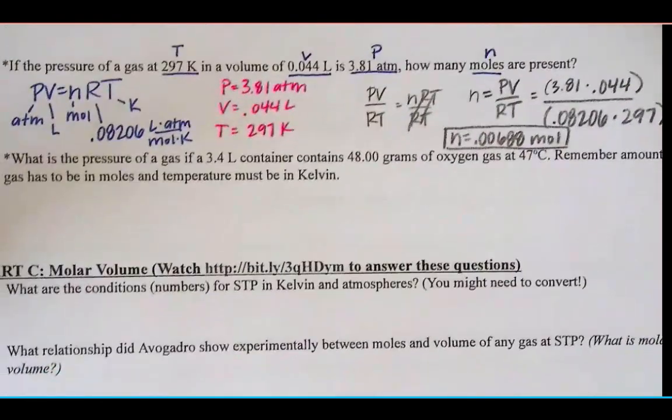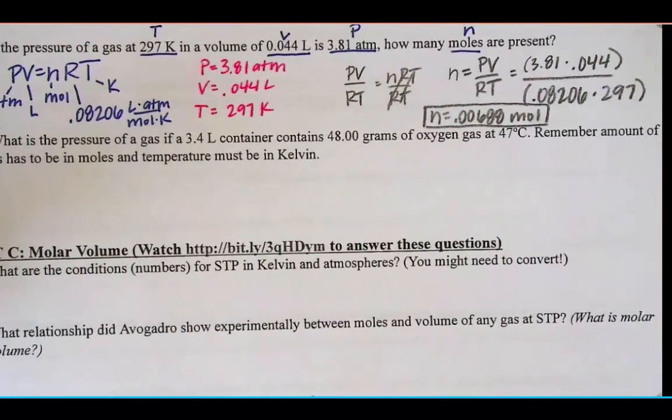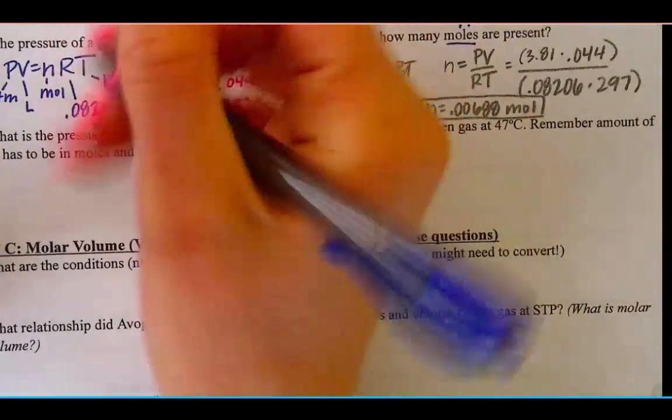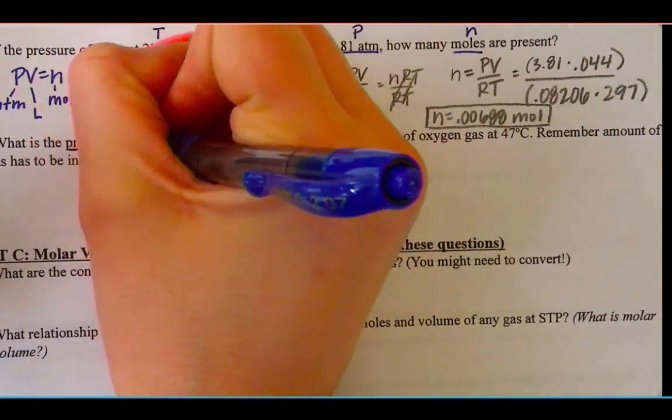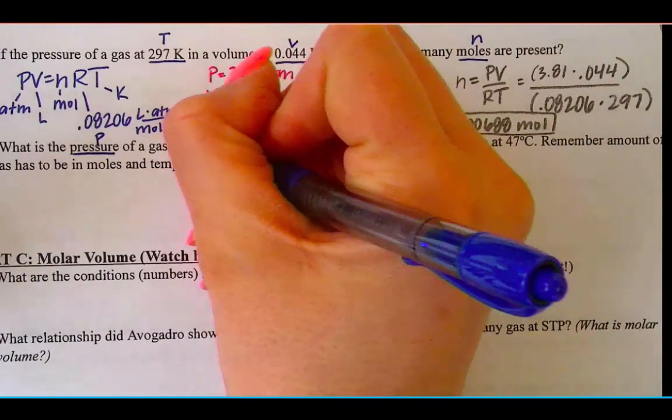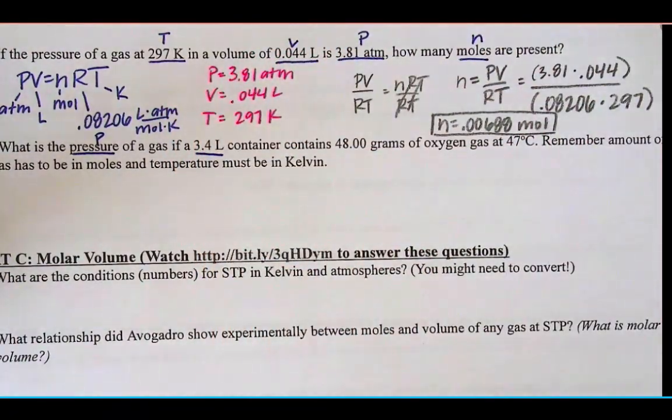Now let's look at number 12. So 12 says, what is the pressure? So what is the pressure? That's what I'm solving for. So I'm going to put a P on top. I'm going to label my variables. Of a gas if a 3.4 liter container. Liters measures what variable? Which of the variables in the ideal gas law? Volume.